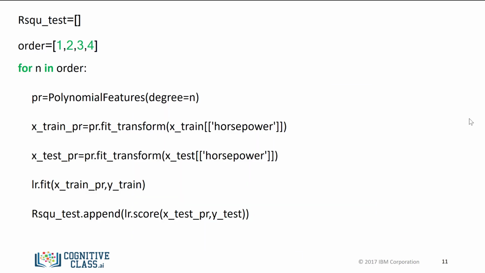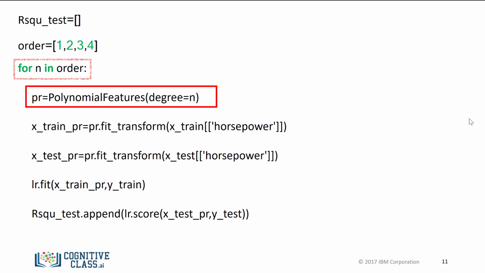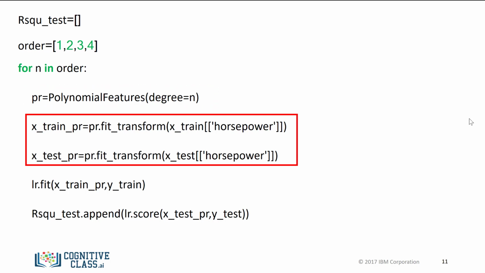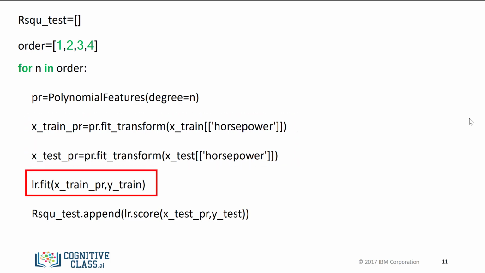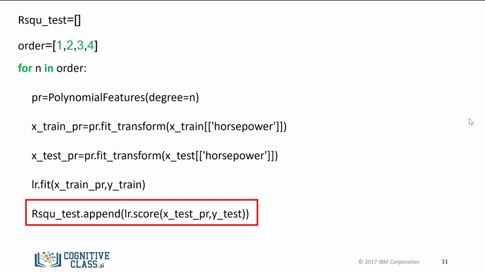We can calculate different r squared values as follows. First, we create an empty list to store the values. We create a list containing different polynomial orders. We then iterate through the list using a loop. We create a polynomial feature object with the order of the polynomial as a parameter. We transform the training and test data into a polynomial using the fit_transform method. We fit the regression model using the transformed data. We then calculate the r squared using the test data and store it in the array.